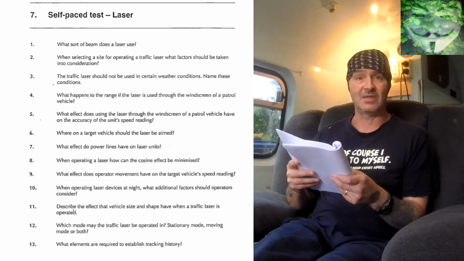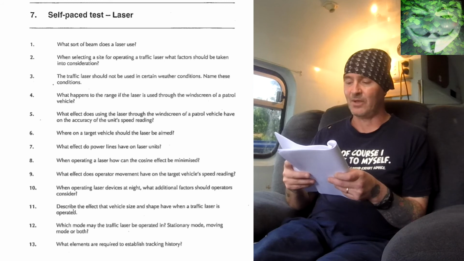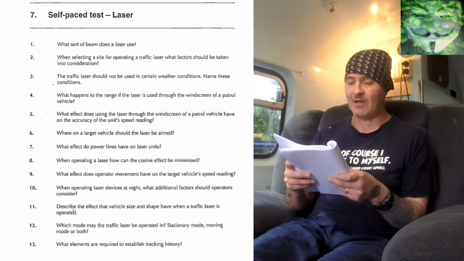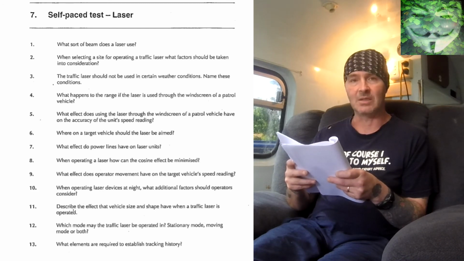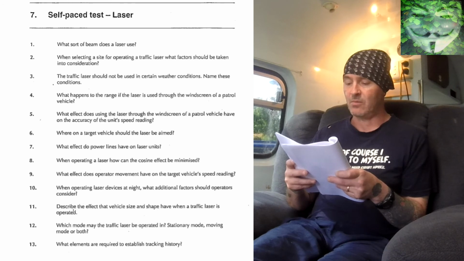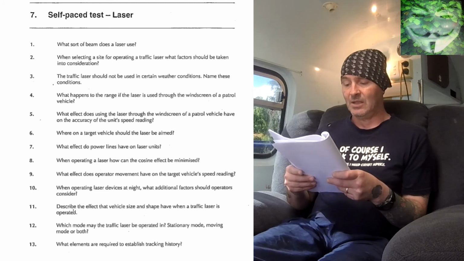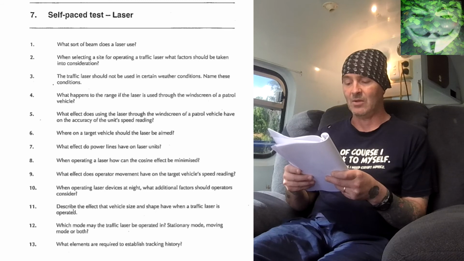What sort of beam does a laser use? A laser beam? When selecting a site for operating the traffic laser, what factors should be taken into consideration? The traffic laser should not be used in certain weather conditions. Name these conditions. What happens to the range if the laser is used through the windscreen of the patrol vehicle? What effects does using the laser through the windscreen of the patrol vehicle have on the accuracy of the unit's speed reading?